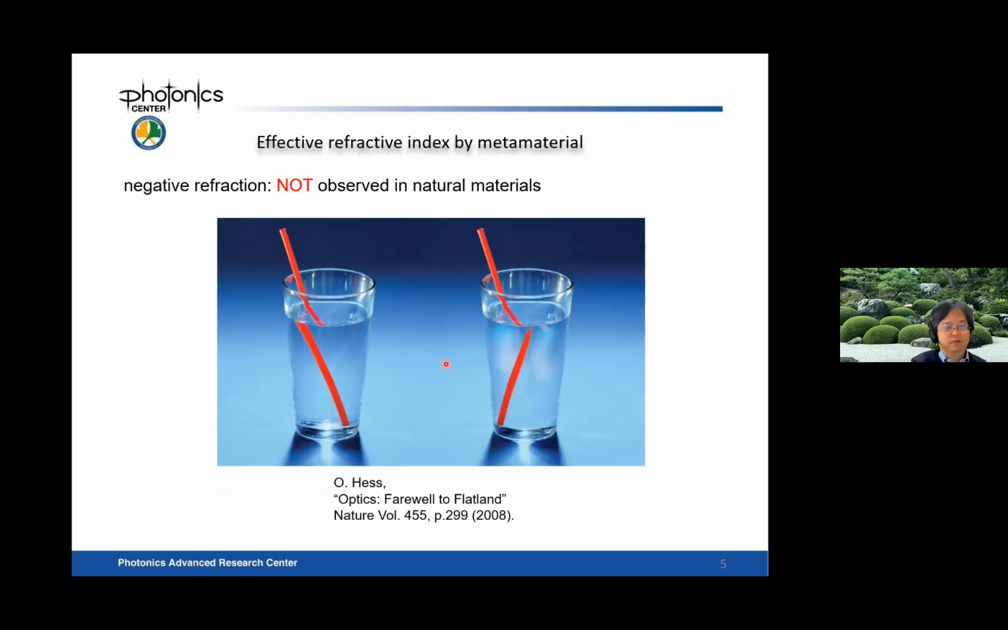The metamaterial was invented around 2000. This is very famous now, because metamaterial showed negative refraction. This is a very strange property. As you can see here, this is a conventional refraction and this is a negative refraction. And this is not observed in natural materials. Very strange characteristics of the metamaterials. So the metamaterials became very famous for many people. And so first I would like to start with how to realize negative refraction.